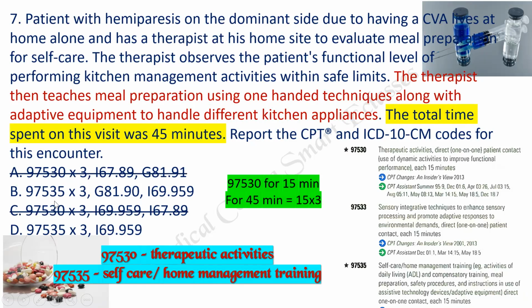And എങ്ങനെയാണ് നമുക്ക് 97535 into 3 വരുന്നത്? അപ്പൊ നമ്മളിവിടെ നോക്കുകയാണെങ്കിൽ 45 minutes ആണ്. And if we check the code for each 15 minutes ആണ് അല്ലേ? So here we have 45 minutes, that means 15 into 3. അതുകൊണ്ടാണ് എന്ത് ഉപയോഗിക്കുന്നത്? 97535 ആണ്, not 530. It is 97535 and it is 15 into 3, 45 minutes. Okay. അപ്പൊ 97535 into 3 ആണ്. And again we have two options.